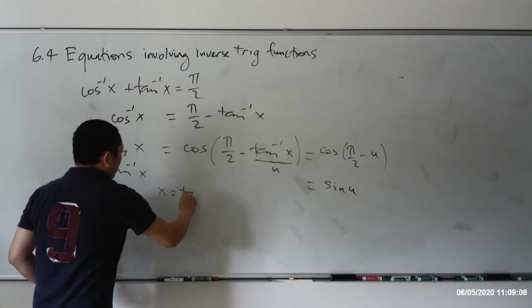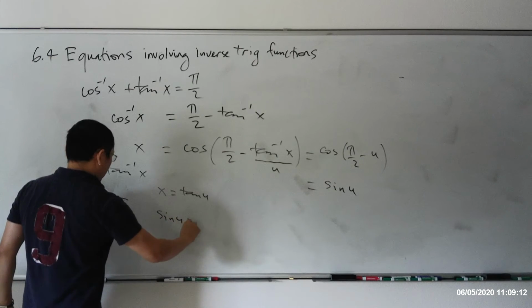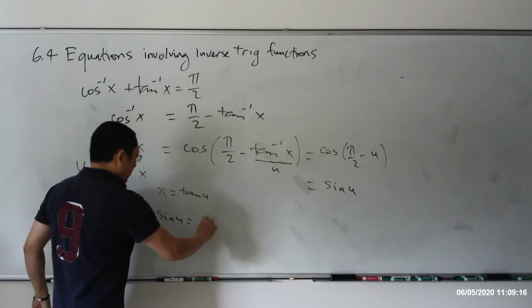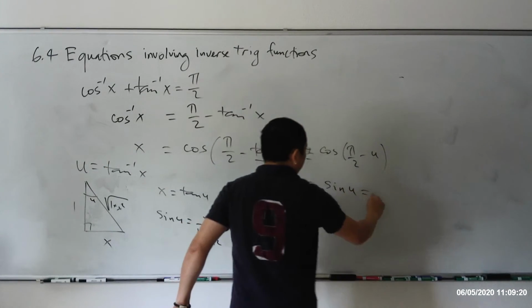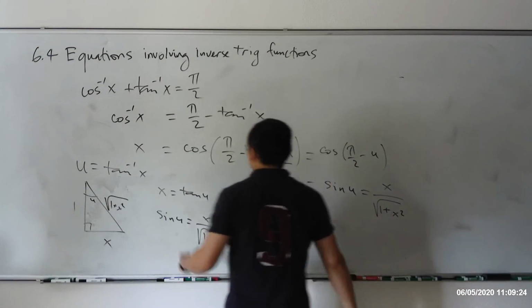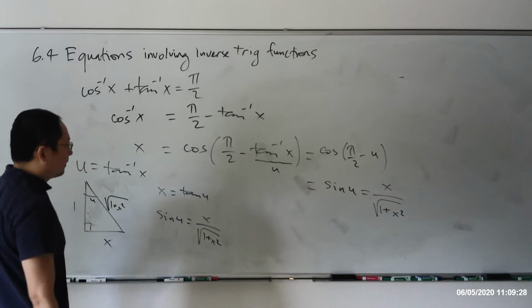x equals tan u. So sine u is opposite over hypotenuse. So it's going to be x over square root of 1 plus x squared. So this is really x over square root of 1 plus x squared. So, all right.